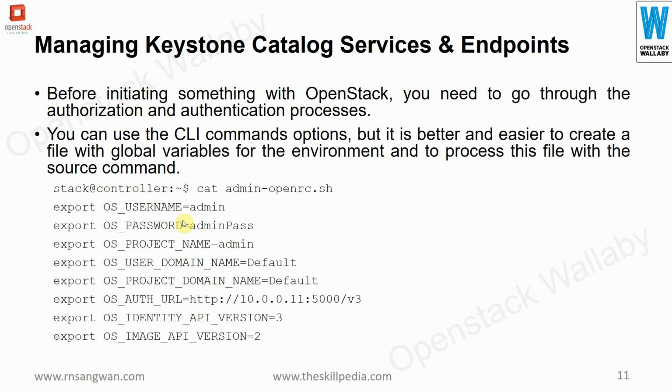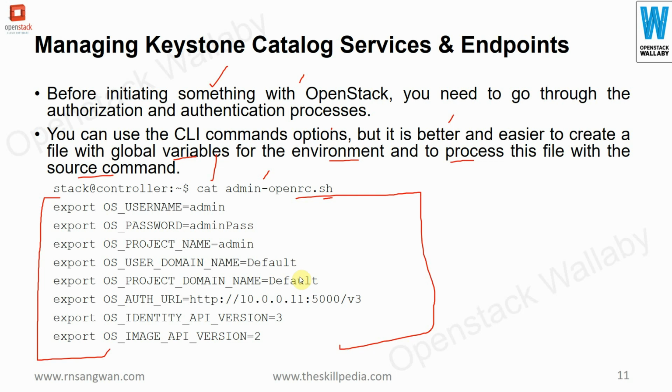Managing Keystone catalog service and endpoints. Before initiating something with OpenStack, you need to go through the authorization and authentication process. You can use the CLI command options, but it is better and easier to create a file with global variables for the environment and process this file with a source command, like admin-openrc.sh or admin-openrc, or give any name, xyz.sh, or even without .sh, because this file has some environment variables which you will prefer to store in a file when you are making calls to the OpenStack CLI.